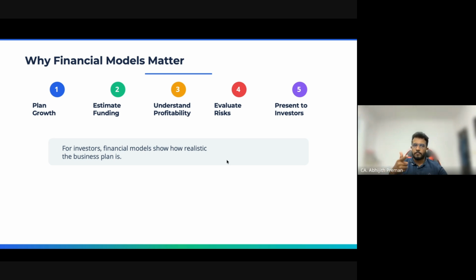For investors, financial models show how realistic the business plan is. So that's again another important thing. For the investors, it should be maximum realistic and achievable. Rather than bluffing on numbers, it should be more realistic and believable. Because this Excel is going to be your business plan, how you are going to deploy your capital, how much hiring you are going to do, how much sales you are going to generate. So all these things should be realistic. Okay.